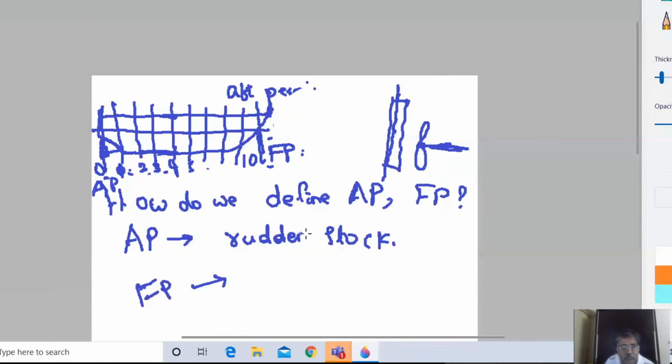That is a mistake here. So this is not 10, this is 9, and this is 10. So you will have 11 stations. As you can see here, there are 11 stations. Okay, so these are basically what we mean by aft perpendicular and forward perpendicular of a ship.